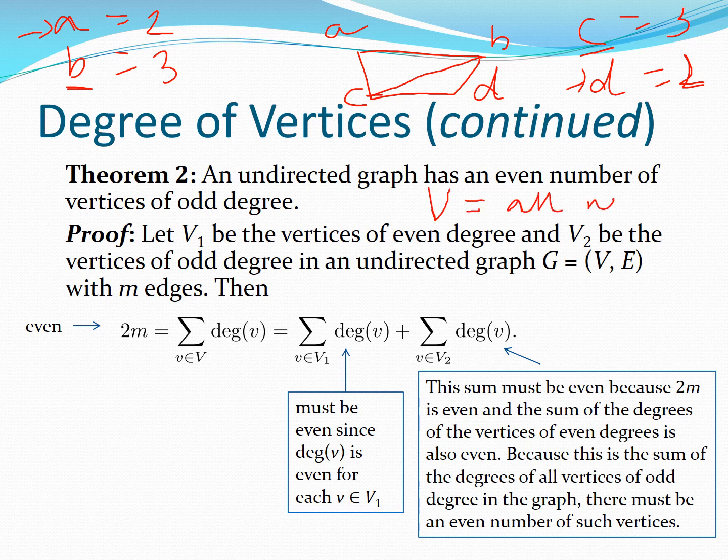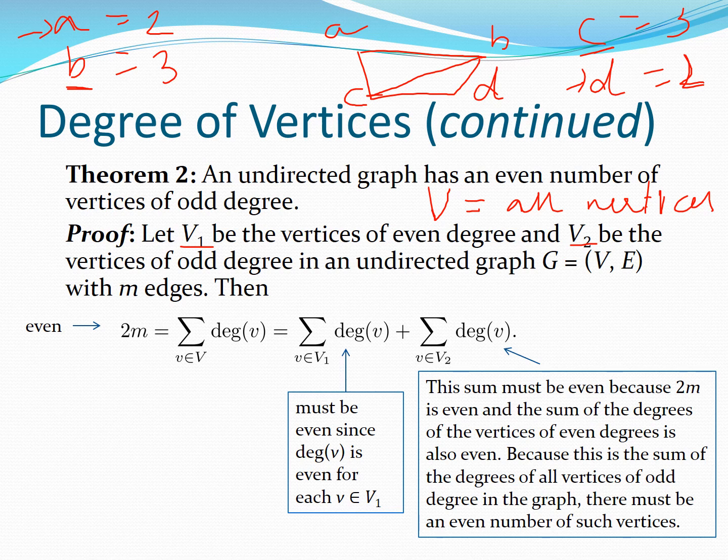All vertices. Okay, now let's split the set V into V1 and V2. How do we define V1? V1 is all the vertices that have an even degree. So if you look at the example, V1 should be A and D. Okay, the set of vertices A and D.